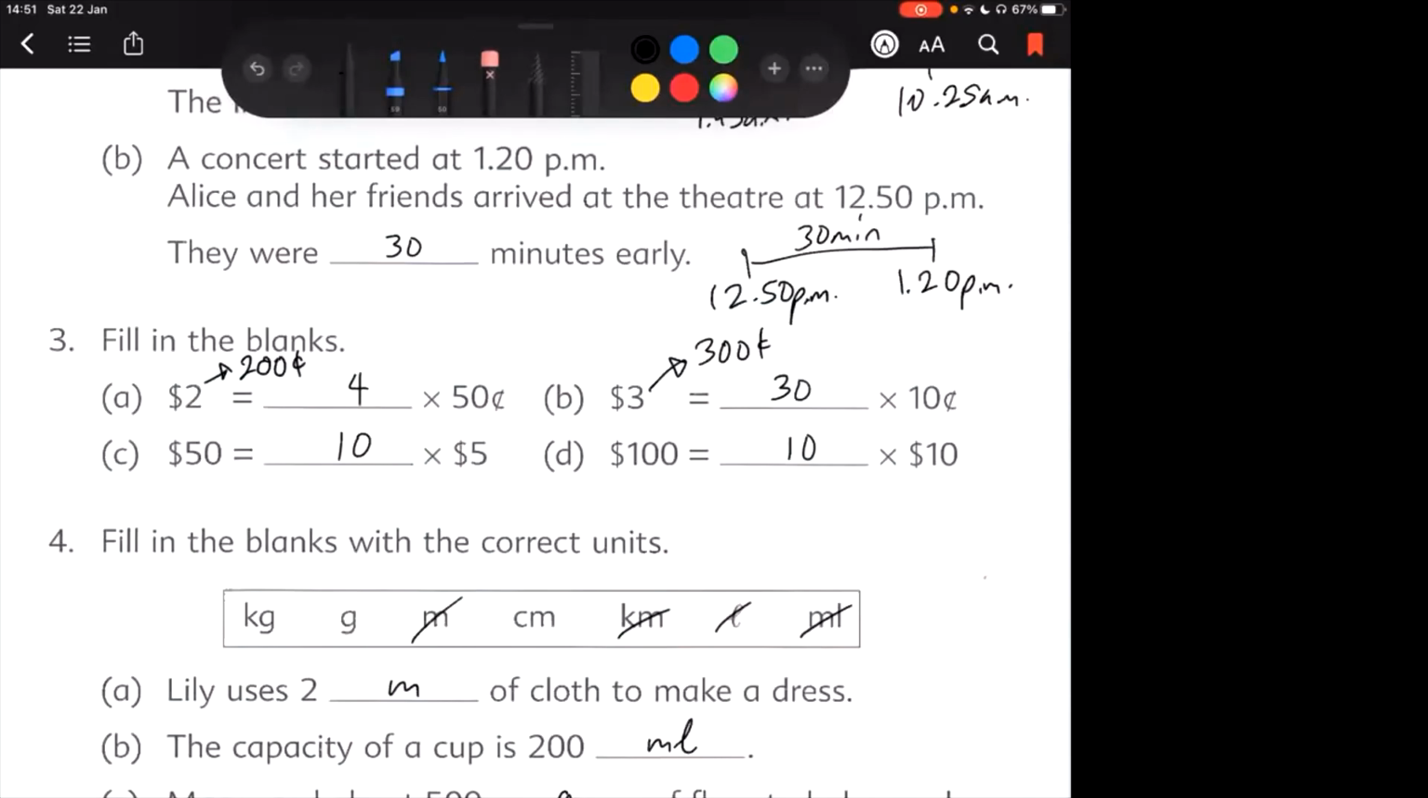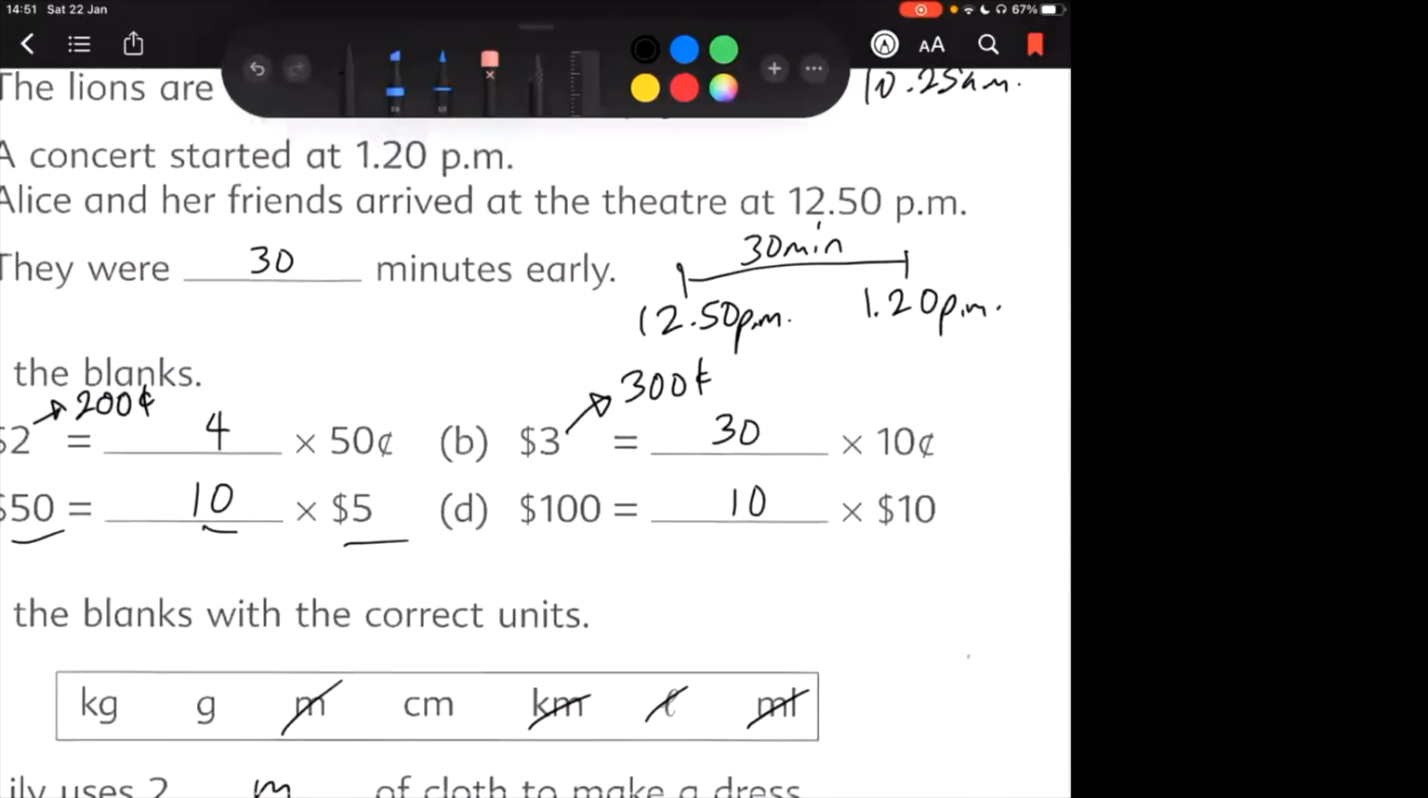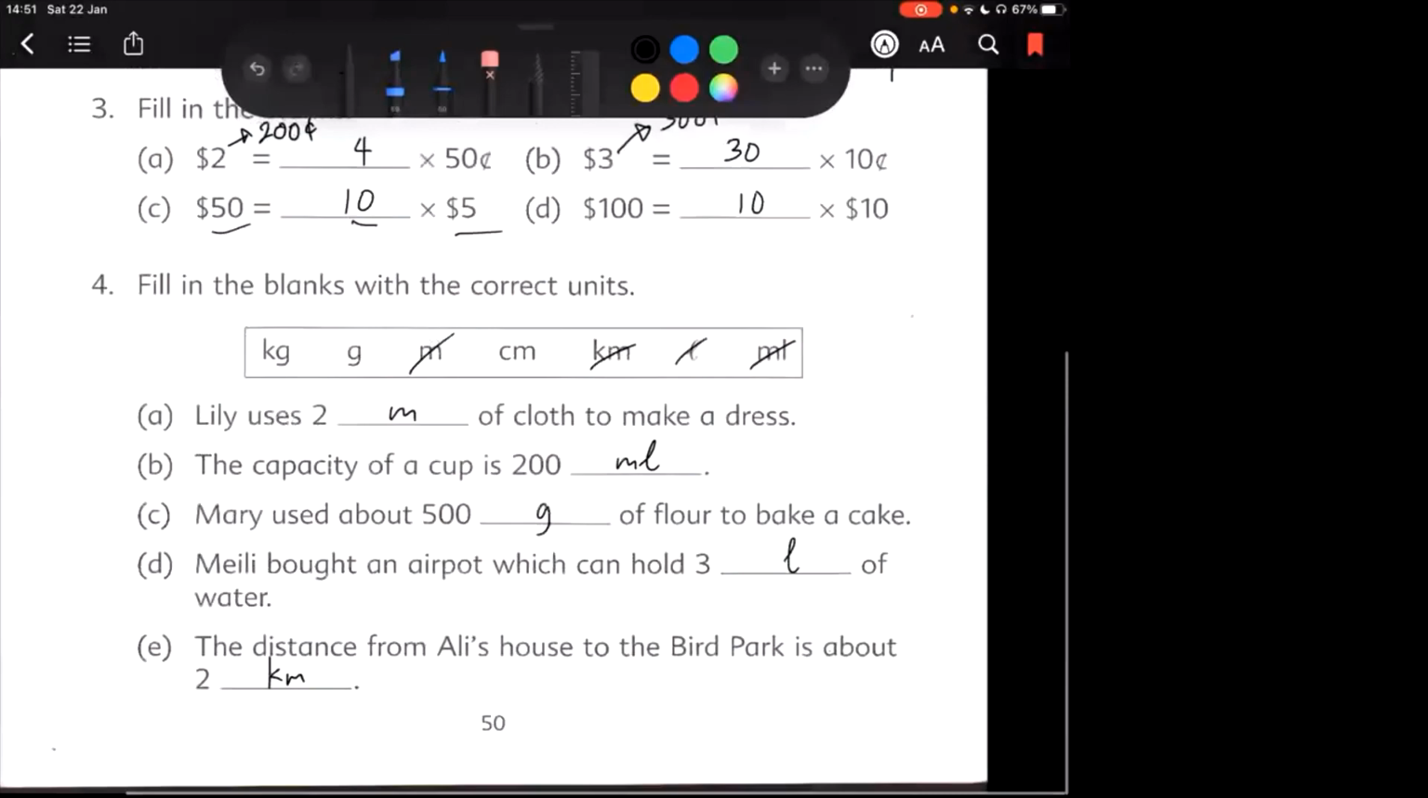Yeah. Moving on, this one you don't have to convert because it's all in dollars. So 50 is 10 times 5. 50 divided by 10. 50 divided by 5 is 10. 100 divided by 10 is 10.